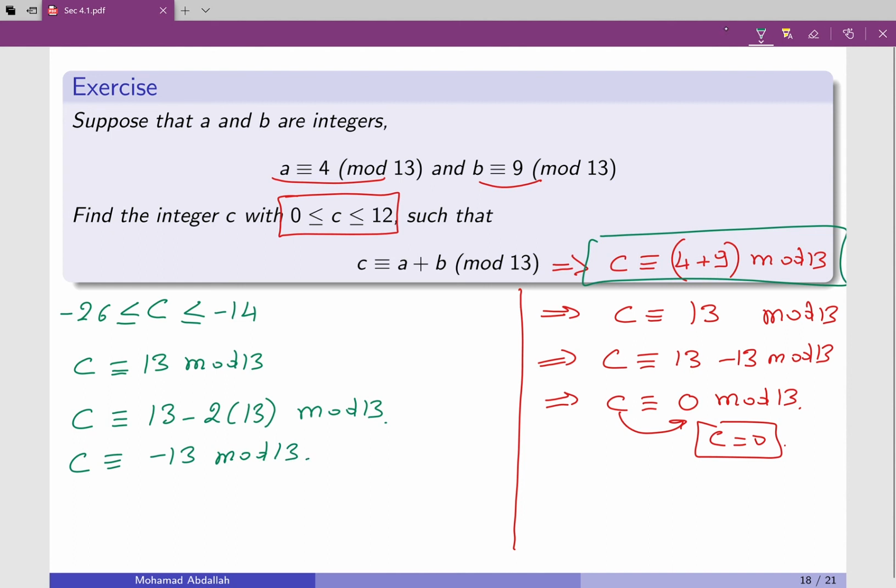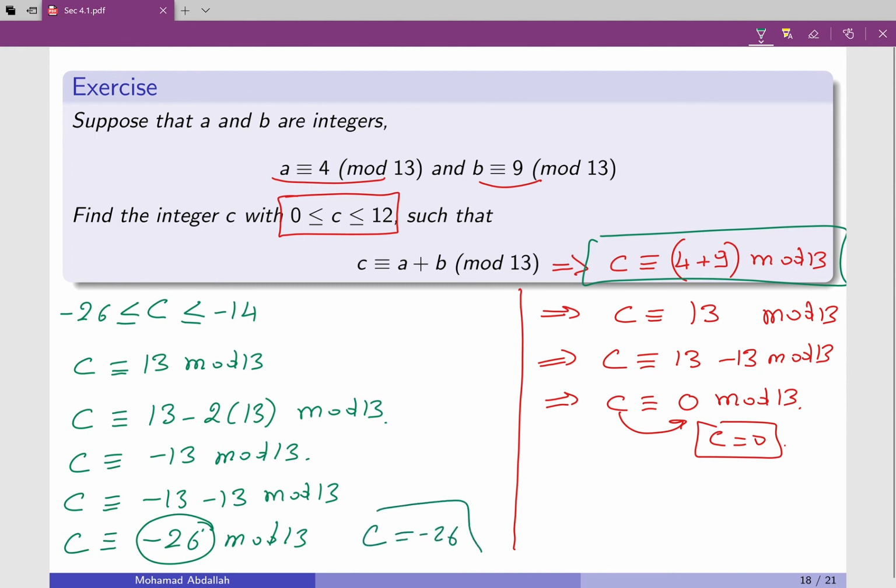Unfortunately, if I choose C to be negative 13, that's not in this range. So maybe I will need to subtract one additional 13. So C is congruent to negative 13 minus one additional 13 mod 13, so C is congruent to negative 26 mod 13. Negative 26 can be chosen here because it's in this interval, so I choose C to be minus 26. So it's very important to see how this works, and it depends really on the given domain of C.